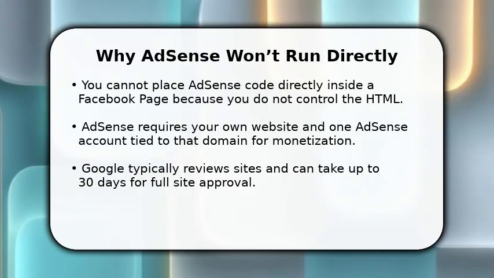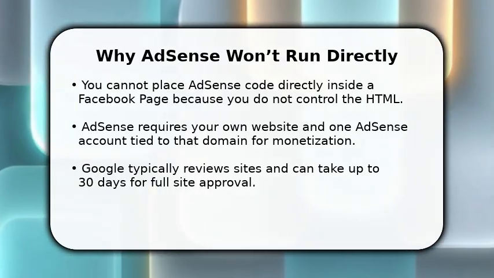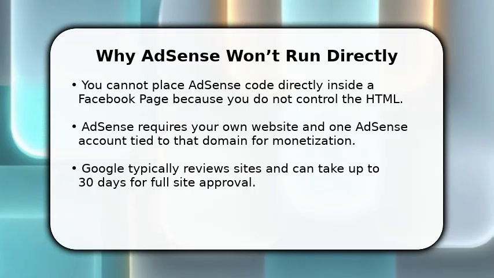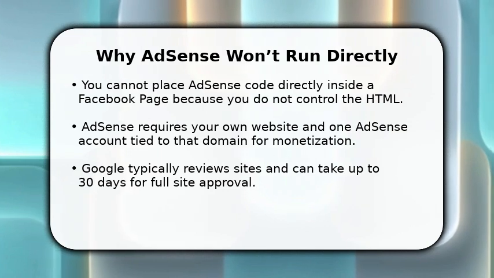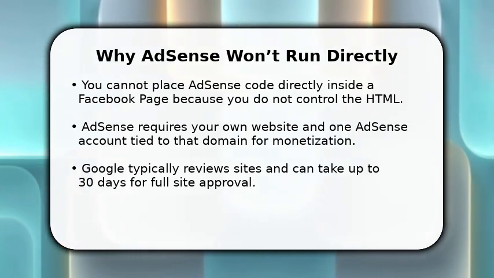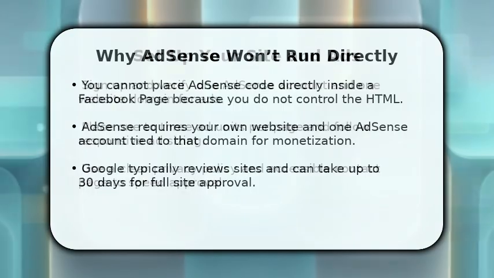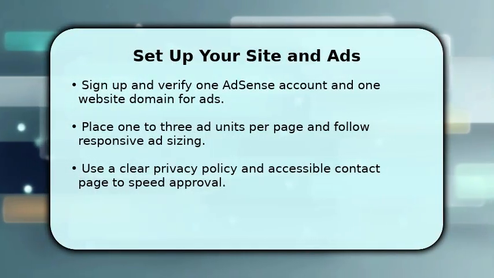Google reviews sites and can take up to 30 days for full approval. During review, avoid major layout or content changes. Prepare a clear privacy policy and contact page for faster verification. Sign up for one Adsense account and add your website domain for verification and ownership.